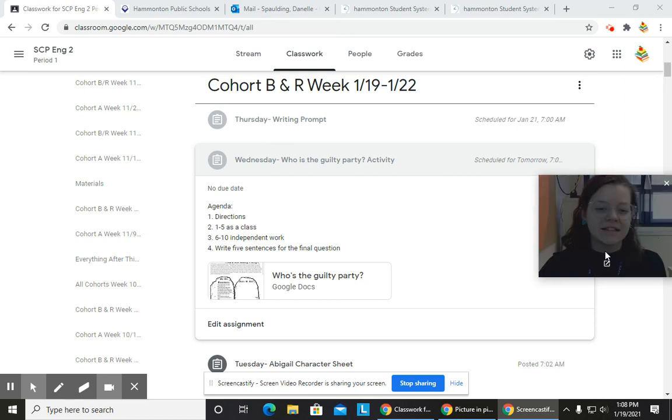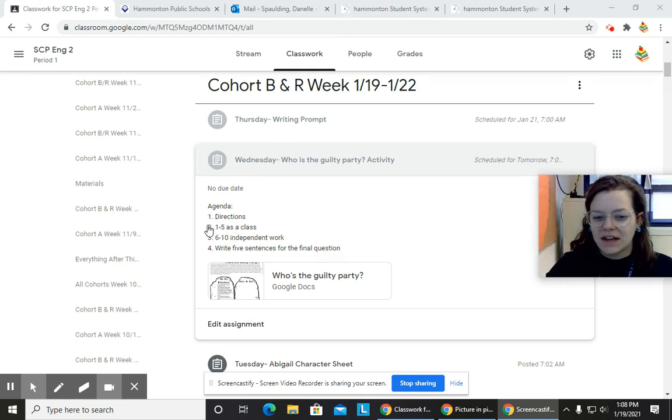We were doing in class. I'm going to do the best I can to make it as a class for 1 through 5 while you guys work on 6 through 10 independently. It's kind of weird because I'm talking to a video, and you guys aren't actually here, but our assignment for the day is the Who is the Guilty Party activity.